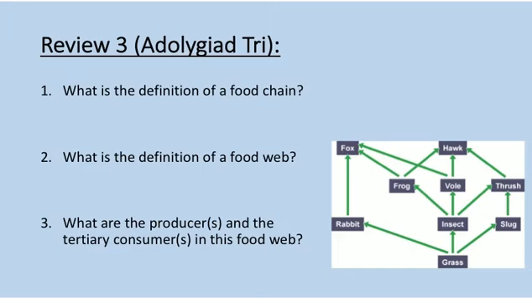Okay, so now I'd like you to do review 3, adolygiad tri. So there's 3 questions here, asking the difference between a food chain, a food web, and what you can see from this food web picture. Okay, so what are the producers and the tertiary consumers in this food web? So if you could pause the video here, answer these 3 questions, and then we'll go through them in a second.